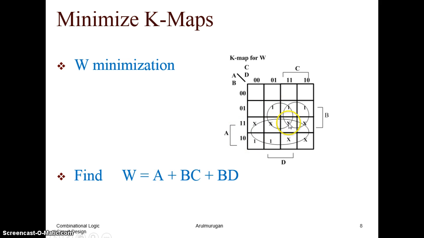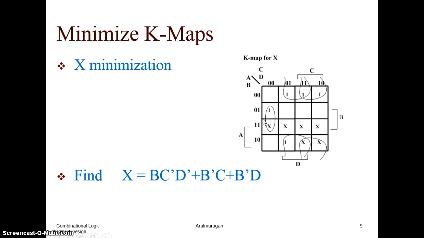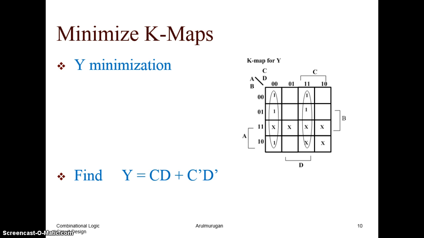Same thing here: 2 columns are involved, and in the same way 2 rows are involved. So consider these 2 rows. This one is common, so we can take B, and here this second one is common, so we get C. Like this we do the minimization for output W, then X, then Y, then Z.